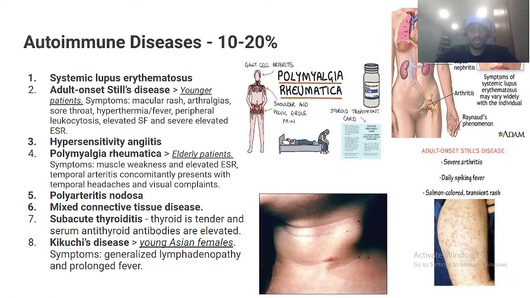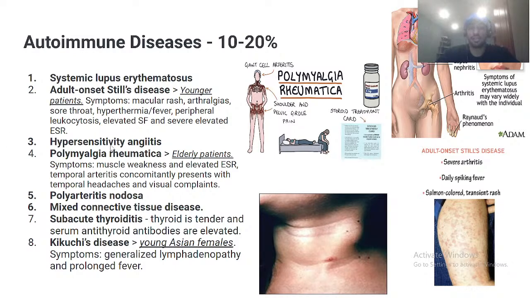Regarding the autoimmune diseases, they can constitute 10 to 20% of all the diseases that cause fever of unknown origin. We can see, for example, the first one, which is the most common, systemic lupus erythematosus, where we can see all of these symptoms, and one of them is fever, of course. Here we can see the patient, especially in younger patients, can show muscular rash, arthralgia, sore throat, hyperthermia, fever, peripheral leukocytosis, elevated serum ferritin, and severely elevated ESR, or erythrocyte sedimentation rate.